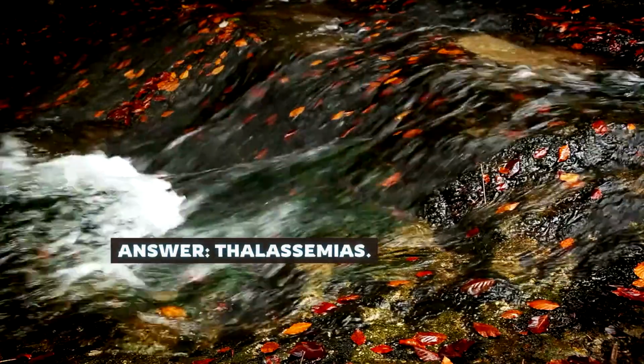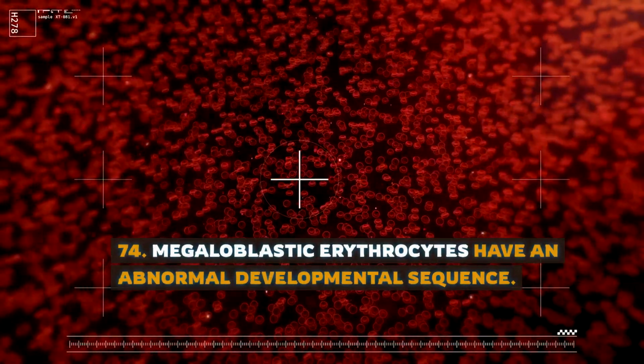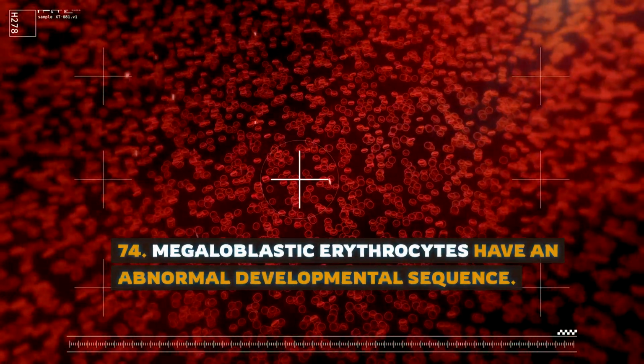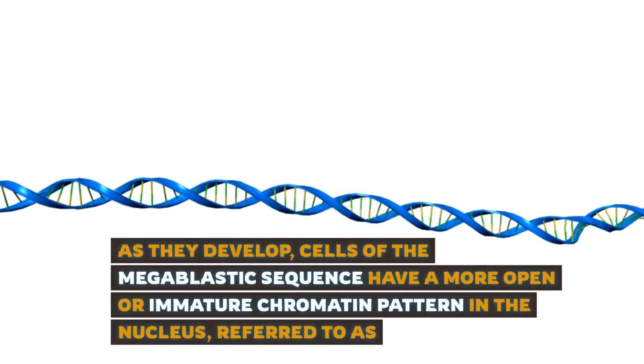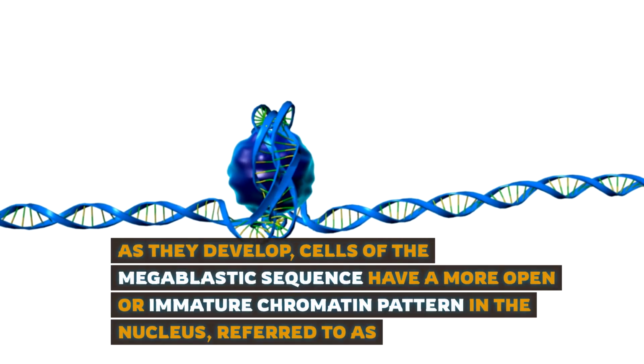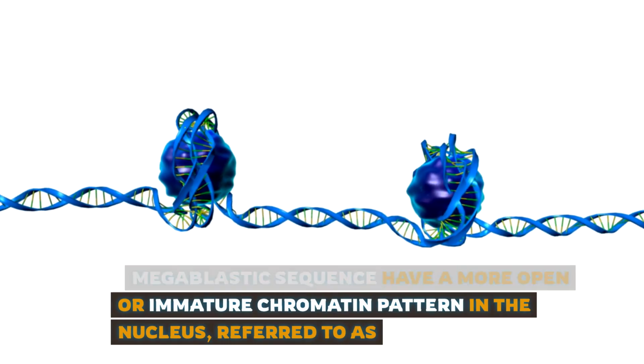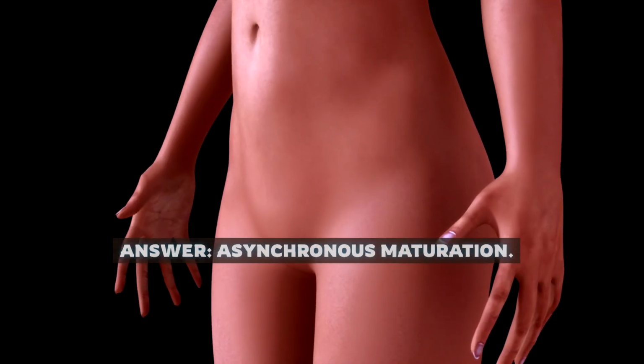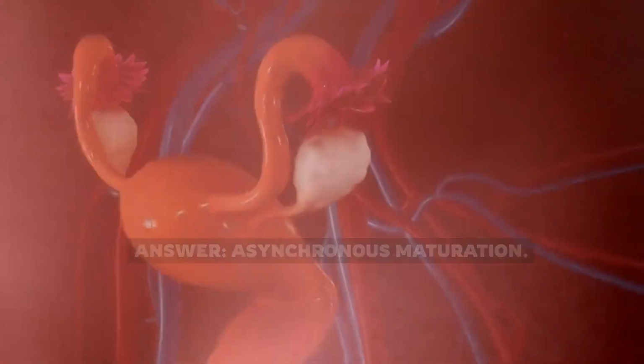Answer: thalassemias. 74. Megaloblastic erythrocytes have an abnormal developmental sequence. As they develop, cells of the megaloblastic sequence have a more open or immature chromatin pattern in the nucleus, referred to as. Answer: asynchronous maturation.